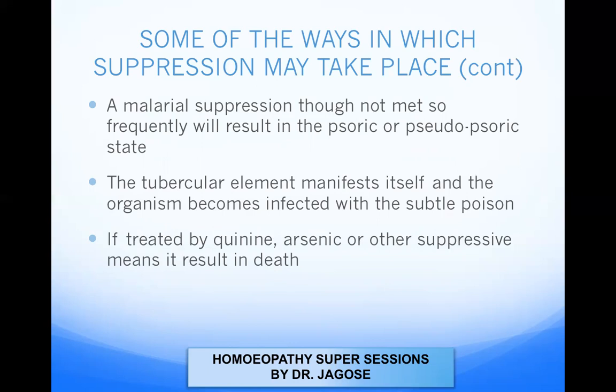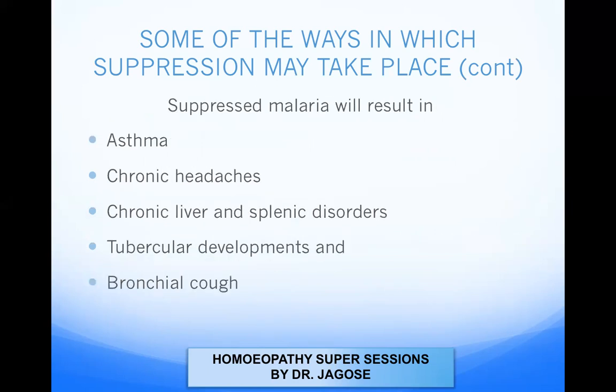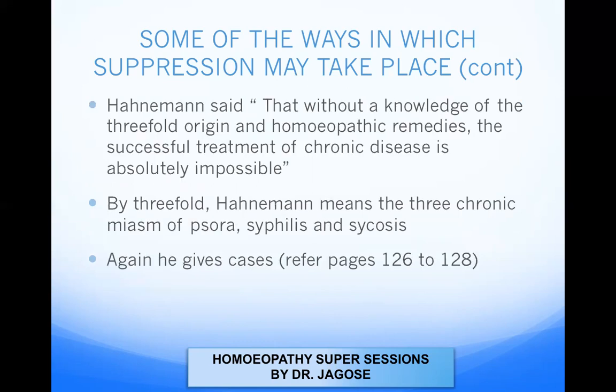If treated by quinine, arsenic, or other suppressive means, it results in death. So if treated by suppressive means like quinine, arsenic, or any other medication, it will result in death. Suppressed malaria will result in different conditions, he has given examples such as asthma, chronic headaches, chronic liver and splenic disorders, tubercular developments, and bronchial cough. Hahnemann said that without a knowledge of the threefold origin and homeopathic remedies, the successful treatment of chronic disease is absolutely impossible.